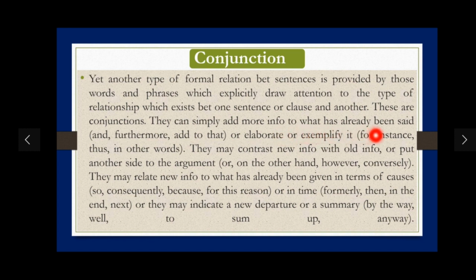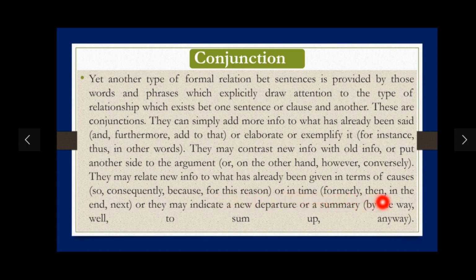So to add to what has already been said, we can use furthermore and in addition, or to elaborate or exemplify something, we use for example, thus, in other words. They can contrast new information with old information or put another side to the argument. Then you can say on the other hand, however, or conversely. They may relate new information to what has already been given in terms of causes. So you can use so, consequently, because, for this reason.